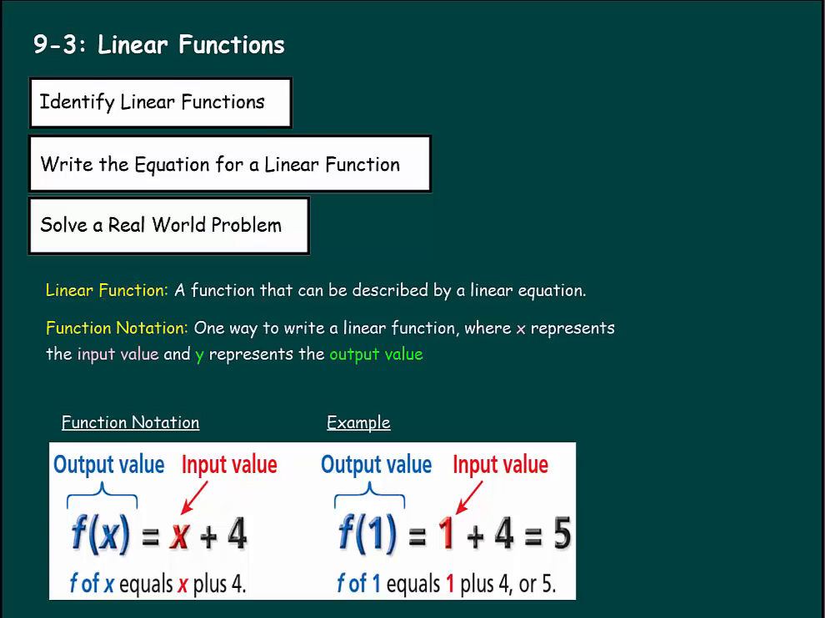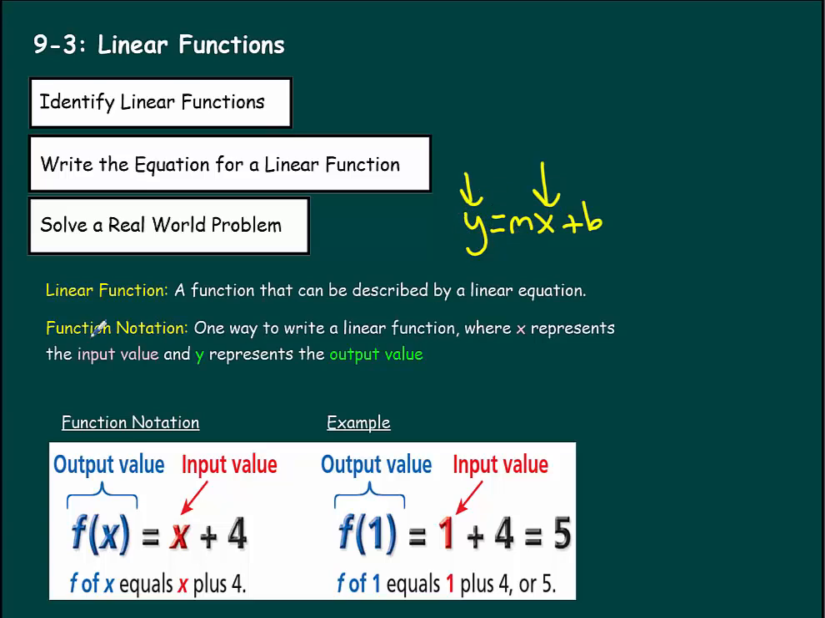First, a linear function. That's a function that can be described by a linear equation. For example, the ones we were working with last chapter, such as y equals mx plus b, that's a linear function. You have your input, which is x, and you have your output, which is y. So when x is 1, you get a different answer for y. When x is 2, you get a different output for y.